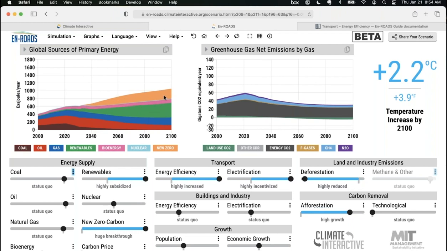All right, so you see here on the left graph in orange, we now have this new zero technology that's appearing as part of our energy mix. I'm going to replay the change and let's see what's going on here. Oh, we will get there in a second.